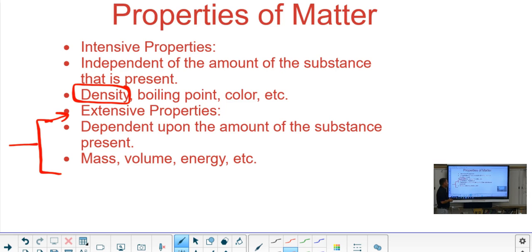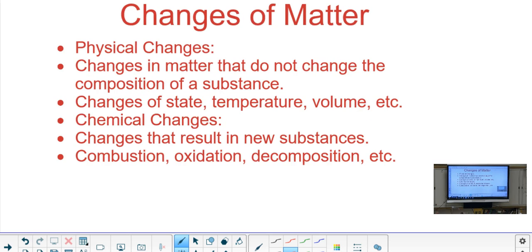Extensive properties depend upon the amount of the substance present. So mass, volume, energy, etc. Those are your extensive properties. A ratio, like density, typically will result in one that is not dependent, so it is intensive. Okay, so please watch those.